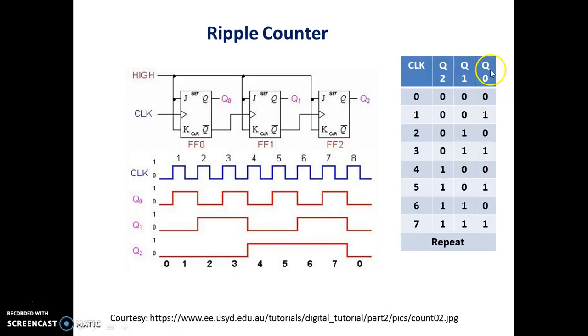You can see here the Q0 changes every time a clock is given. So first is change from 0 to 1, then 1 to 0, 0 to 1, 1 to 0, 0 to 1, 1 to 0, 0 to 1. It goes on changing, and then it again repeats back to 0. Now this Q0 is fed to the clock of the next stage.